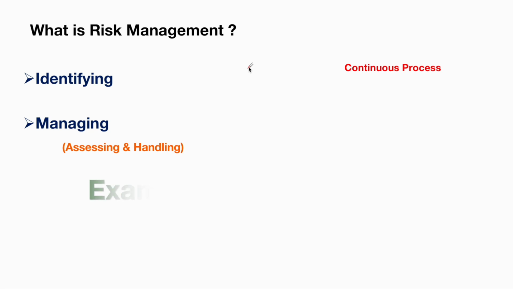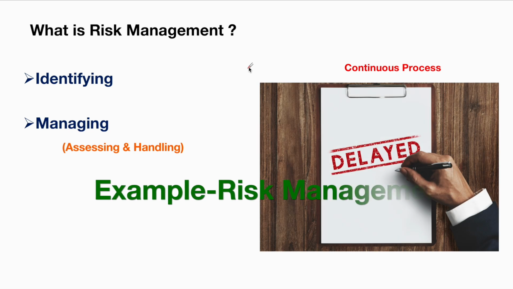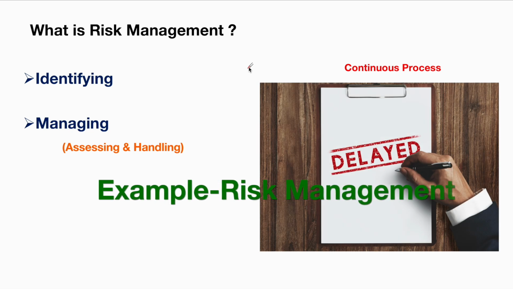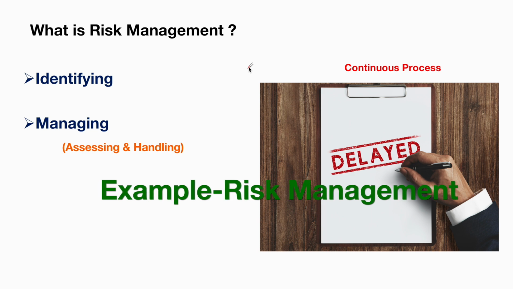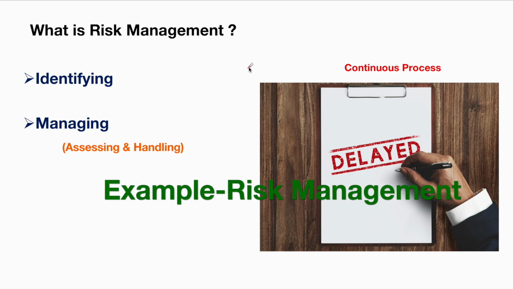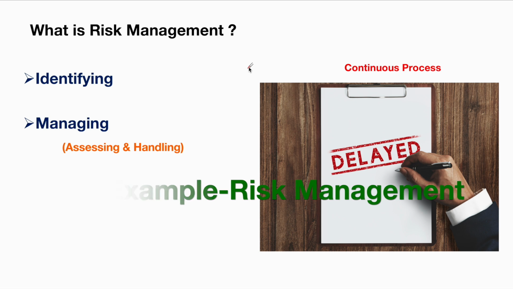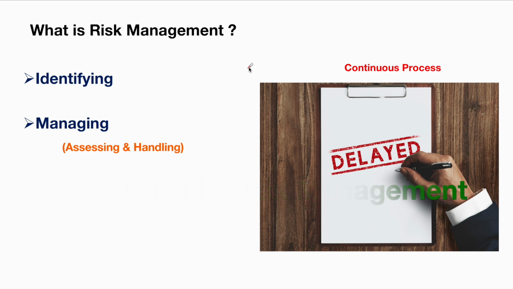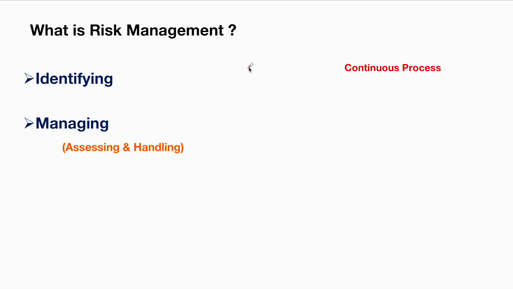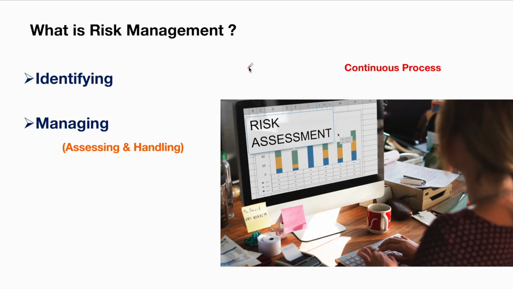For example, in a sprint planning, the team might identify the risk of delayed API data from the third party, right? You need API data to work on the API, but the team is identifying there might be a risk of delayed data from the third party. Then managing that risk involves assessment and handling of the risk.